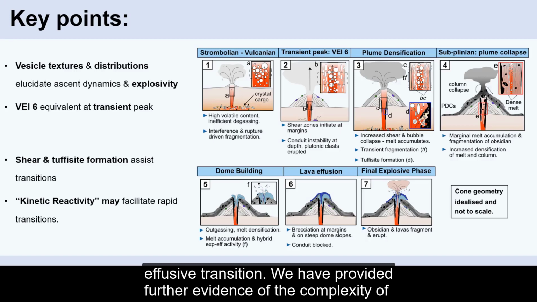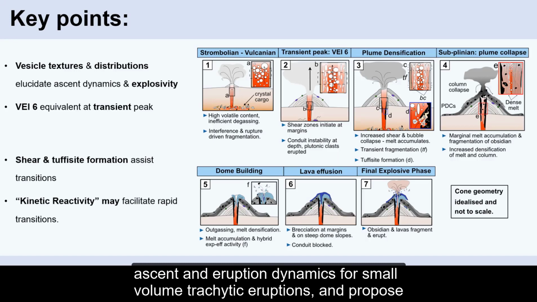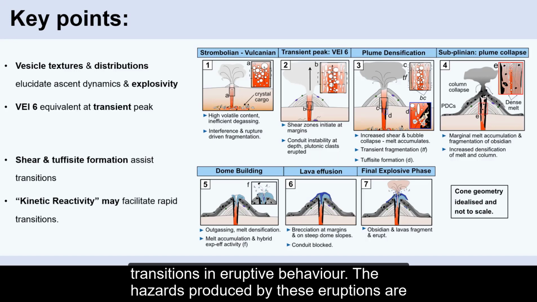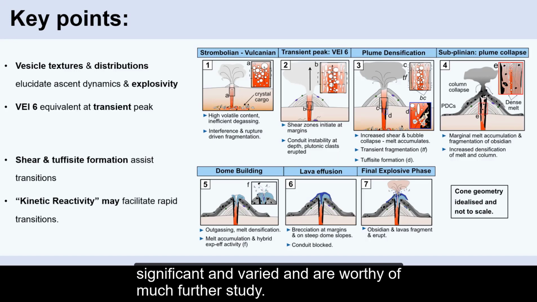We have provided further evidence of the complexity of ascent and eruption dynamics for small volume trachytic eruptions, and propose that the physical properties of these melts may indeed facilitate rapid transitions in eruptive behaviour. The hazards produced by these eruptions are significant and varied, and are worthy of much further study.